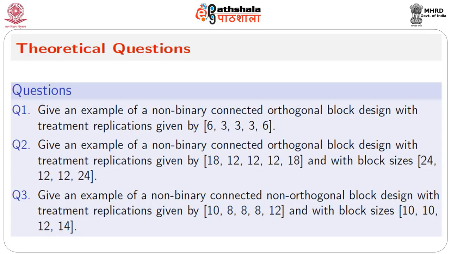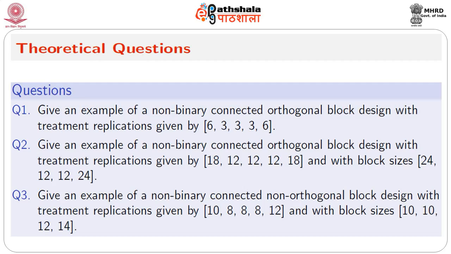Next question. The next one is we need to give an example of a non-binary connected orthogonal block design with treatment replications given by 18, 12, 12, 12 and again 18, and with the block sizes 24, 12, 12 and 24. Very good. So if we look at the capital N matrix, now the number of treatments is 5 and number of blocks is 4.